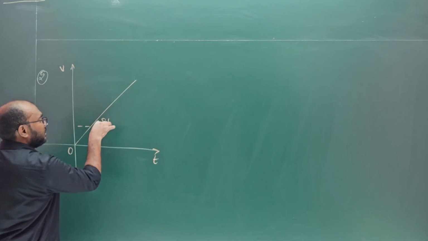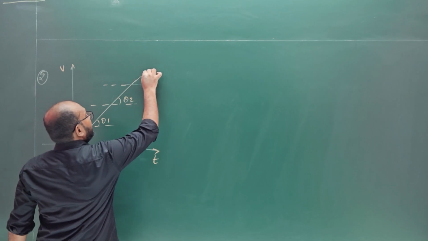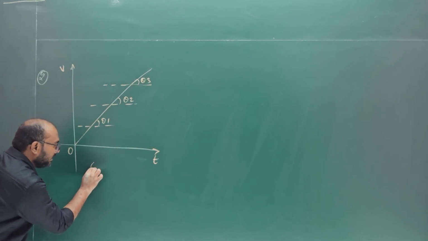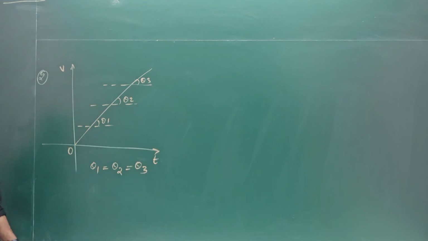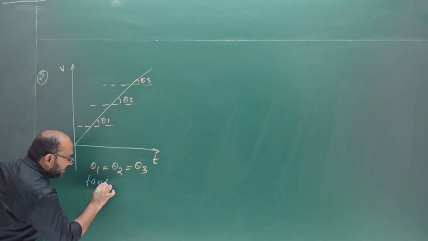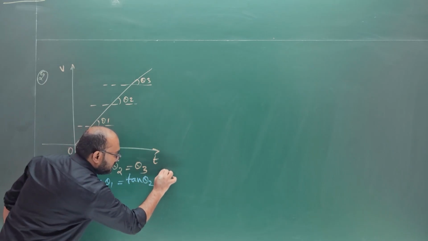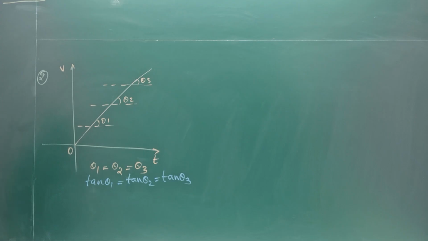Can I say this is your theta 1? Similarly, can I say this is your theta 2? Similarly, at this point, this is your theta 3? Yes or no? Can I also say that theta 1 equals theta 2 equals theta 3? Can I also say that tan of theta 1 equals tan of theta 2, which is also equal to tan of theta 3? Can I write like this? What does this m provide you now? Velocity or acceleration? Acceleration. Very good.